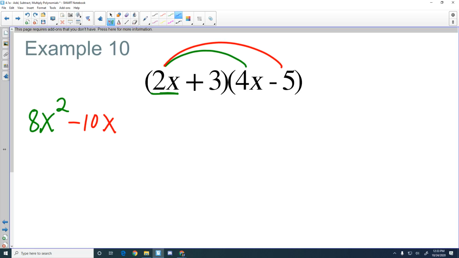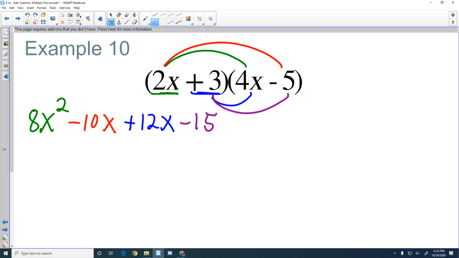Okay, we're doing great. I've distributed the 2x to everything so far, so now I move to the second term, which is a positive 3. So let's take 3x, I'm sorry, that's just a 3. Take 3 times 4x, which is positive 12x. Very good. And now distribute the 3 to the negative 5. Well, 3 times negative 5 is negative 15.